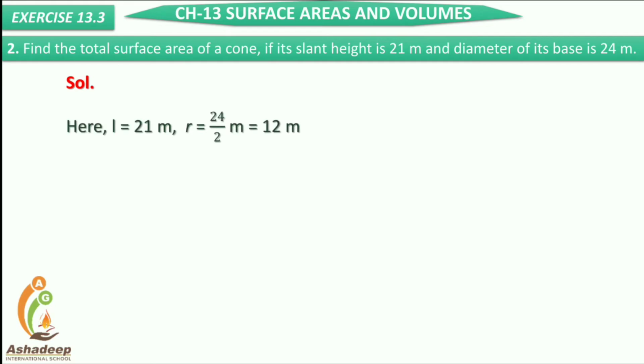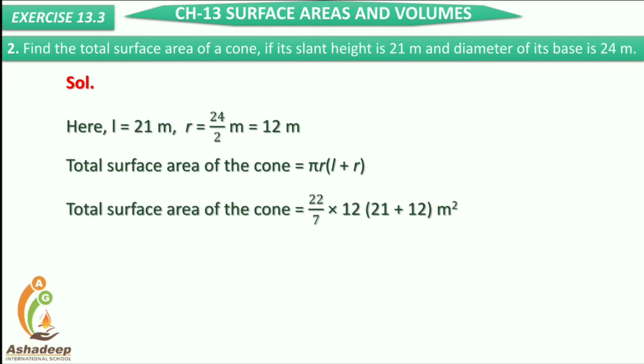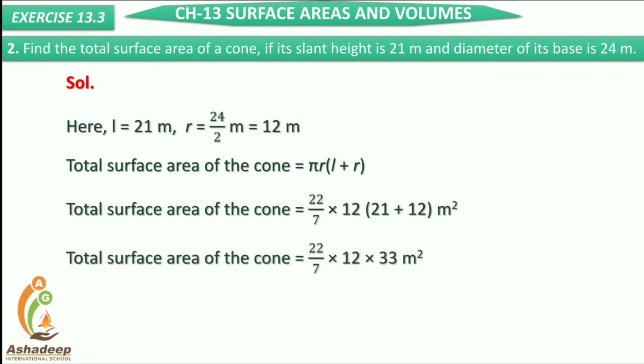Right, so this is the slant height L, r is 24 by 2, that is 12 meter, and then the total surface area is pi r in bracket l plus r. Total surface area is 22 by 7 into 12 in bracket 21 plus 12, and this is the answer.